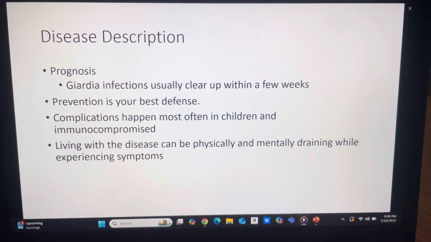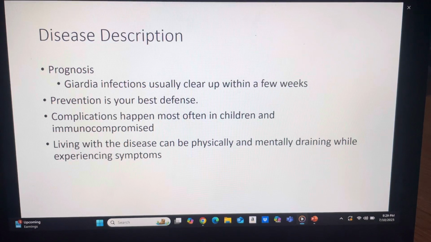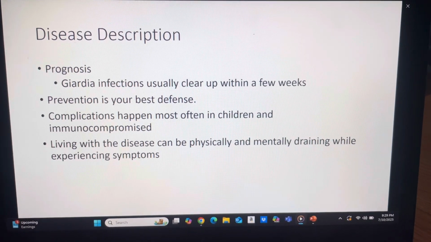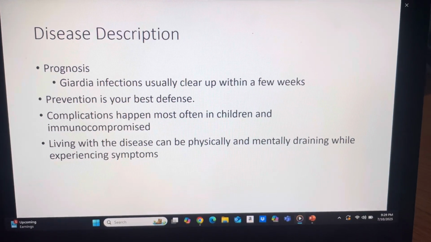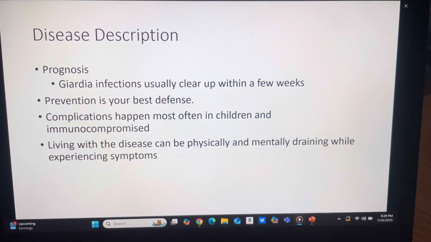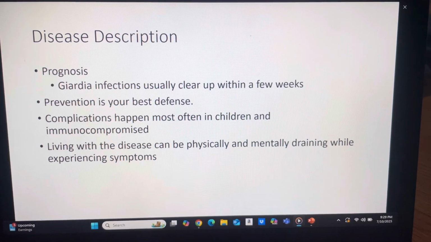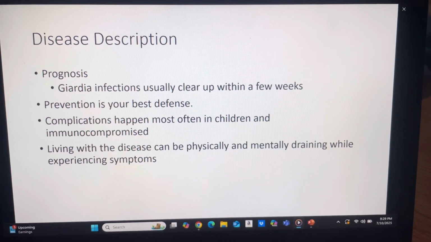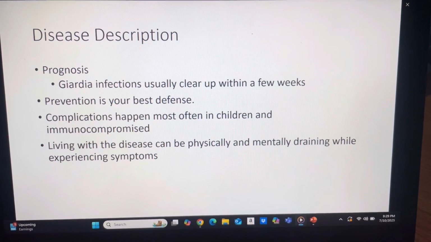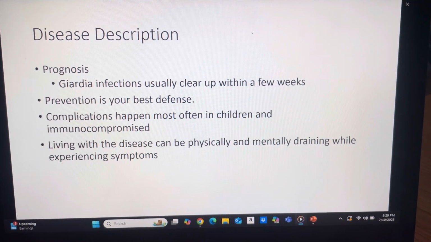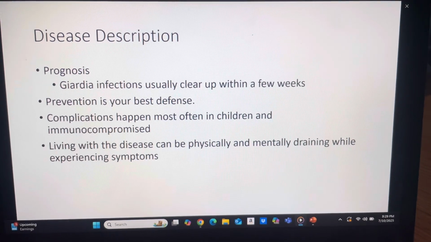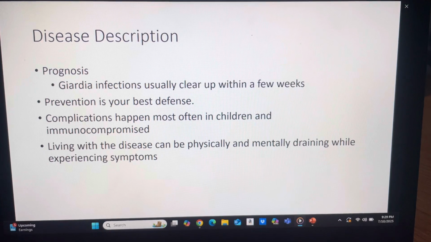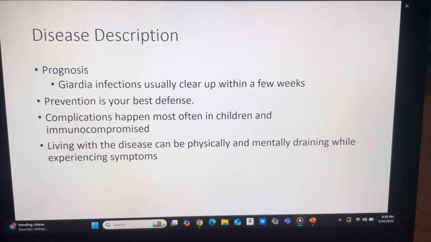The prognosis is generally good with Giardia infections. They usually clear up within a few weeks, but you may have intestinal problems long after the parasites are gone. Complications happen most often in children and the immunocompromised. This can cause malnutrition, and in some cases, in children, may affect growth and development. Living with the disease can be physically and mentally draining while experiencing symptoms. Just because you have diarrhea and bloating, it really affects your day-to-day life.